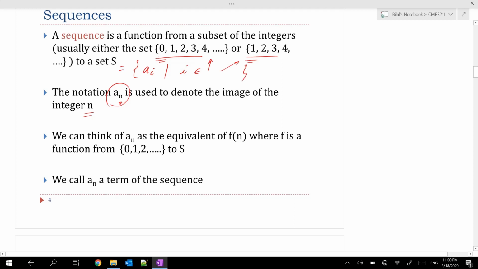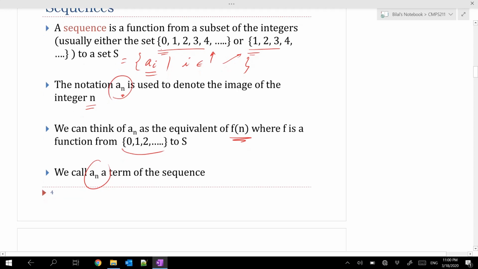And of course, we can rigorously define those terms. Actually, we have two different ways to define them, either iteratively or recursively, and we will see it in a few slides. So we can think of a_n as the equivalent of f(n), where f is a function from 0, 1, 2, 3 to S, or from 1, 2, 3, 4 to S. And we call a_n the nth term of the sequence.